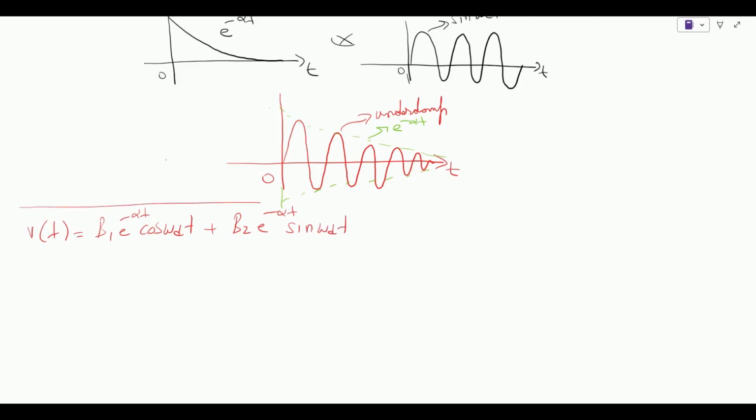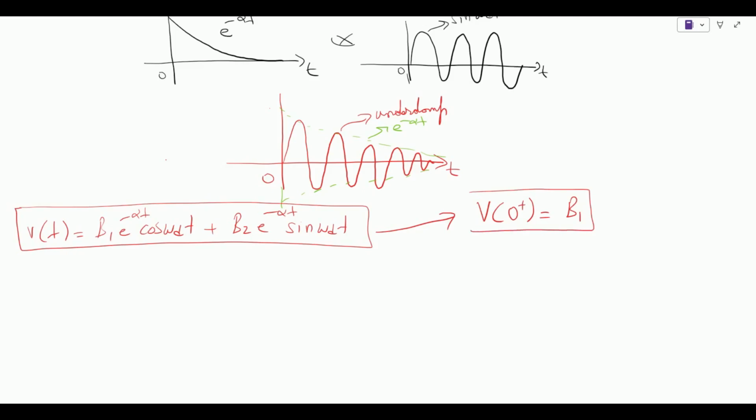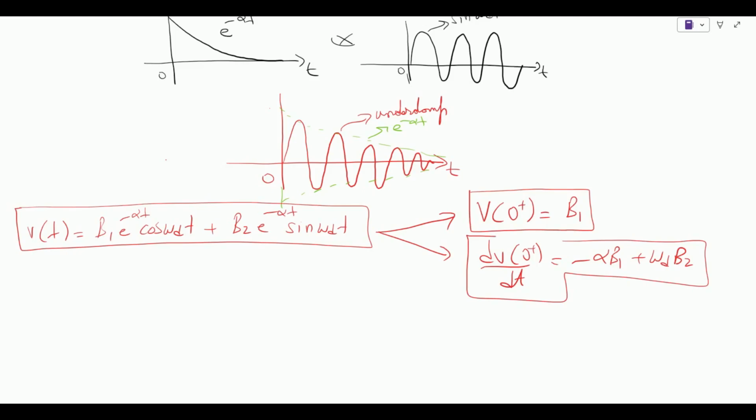So if this is our final expression for the voltage, b1 and b2 can be figured out as follows. If we take time equal to 0 in this equation, then the only thing left will be b1. So this is how we can find b1. And if we differentiate the same equation and then take time equals to 0, we will be left with minus alpha b1 plus omega d b2, and thus we can find the second variable, or the initial condition b2, using the second expression.